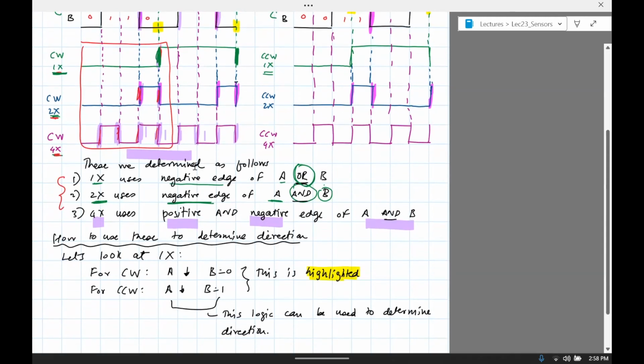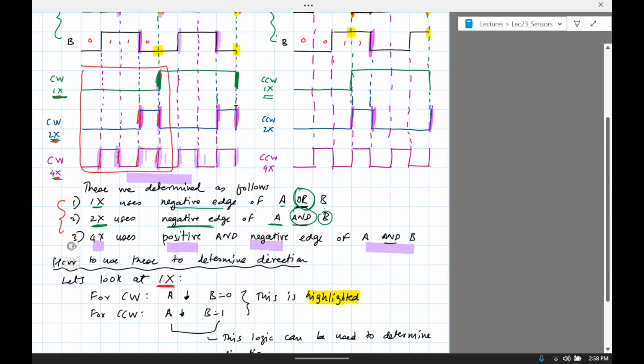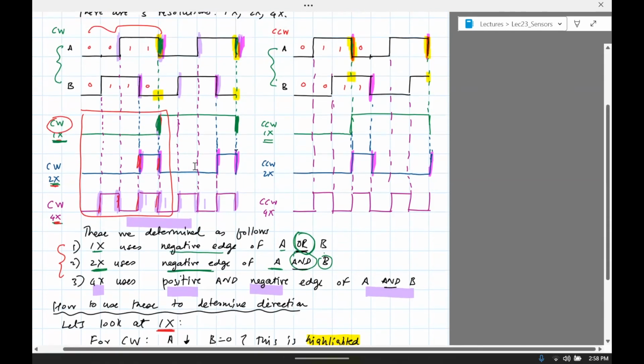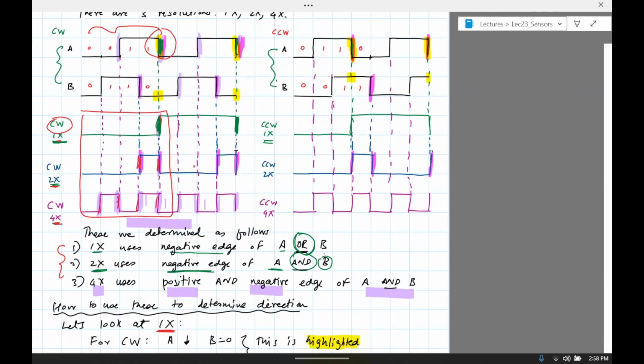Now, how to use this to determine the direction? I'm just going to show it for 1x. For this, which is clockwise, when A goes down, B equals 0. A goes down, so it's shown in yellow here. When A goes down, B equals 0. And here, when A goes down, B equals 1. So B is 0, B is 1. Let me put a different color here.